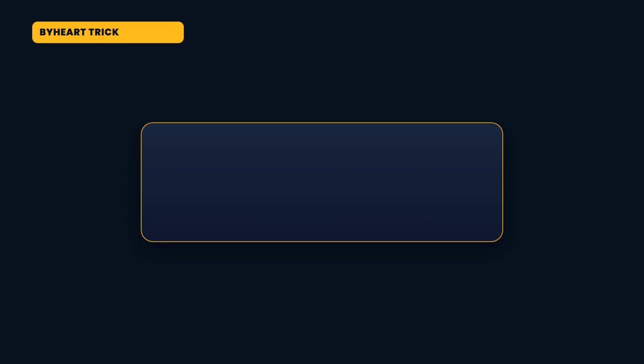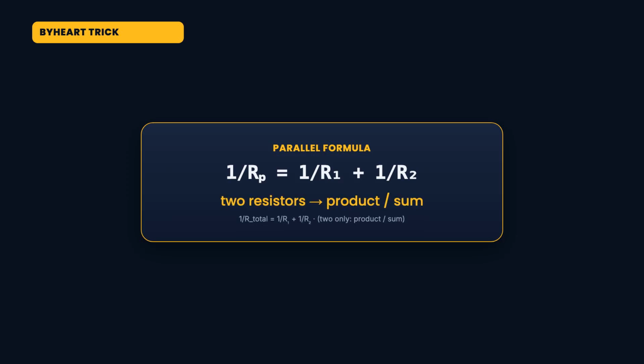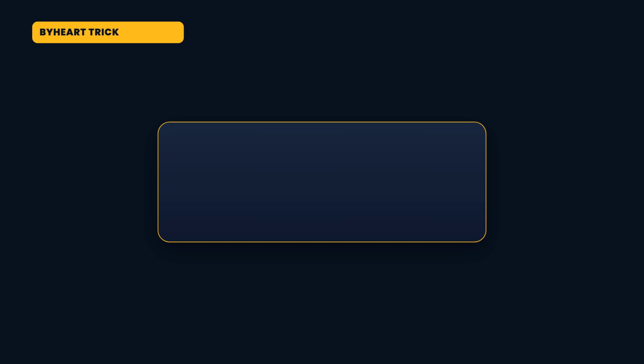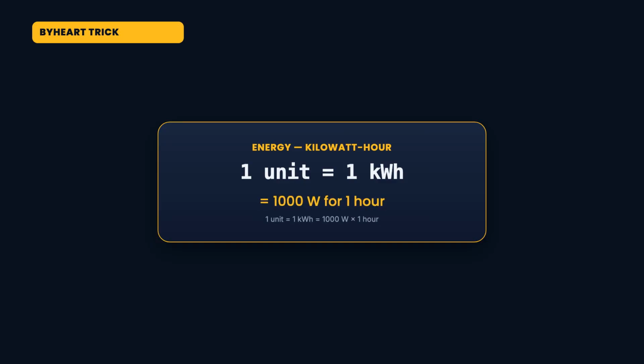6. For resistors in parallel, 1 by R total equals 1 by R1 plus 1 by R2. For just 2 resistors, that is simply product by sum. 7. The unit on your electricity bill. 1 unit is 1 kilowatt hour, 1,000 watts running for 1 hour.